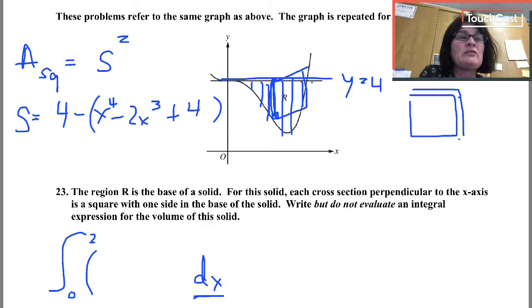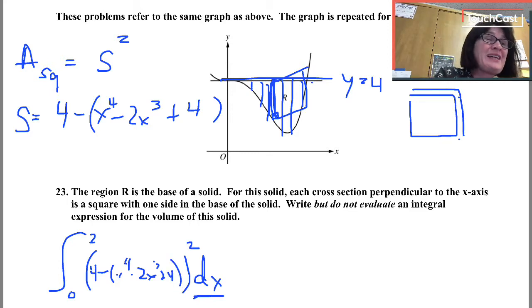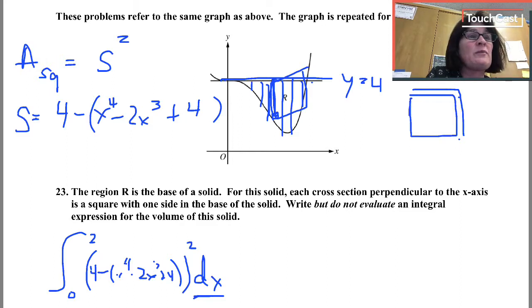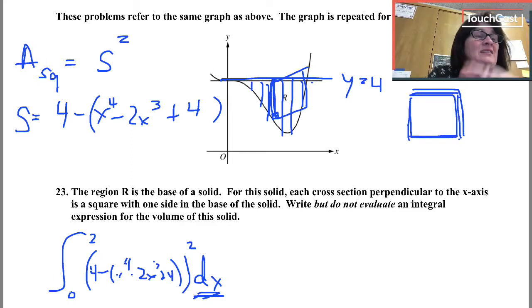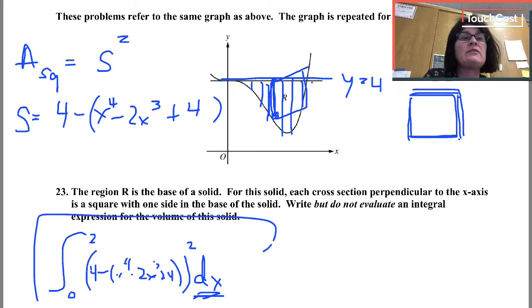I need an expression for the area of that square, and that's going to be 4 minus x to the fourth minus 2x cubed plus 4, all squared. Squared because I find the area of a square by finding one side and squaring it. dx, because that's the thickness of every slice. 0 to 2 because of the x limits on my x integral. Final answer.